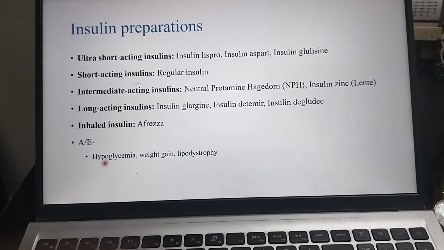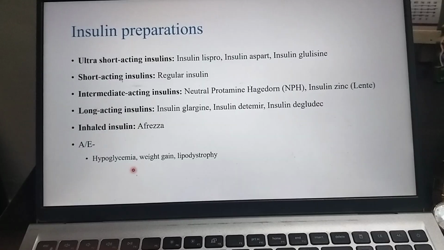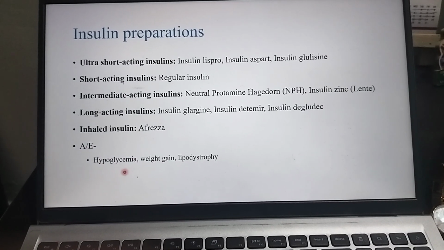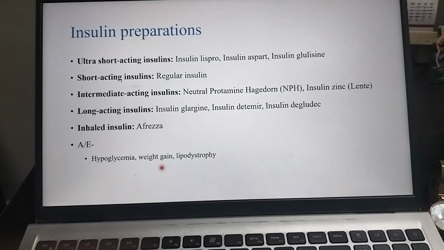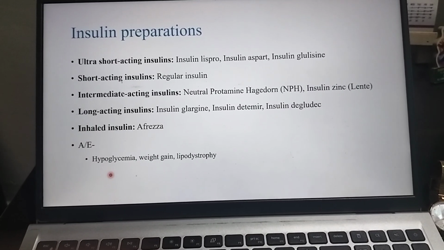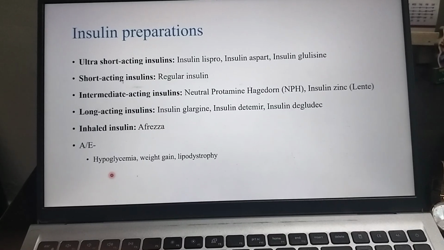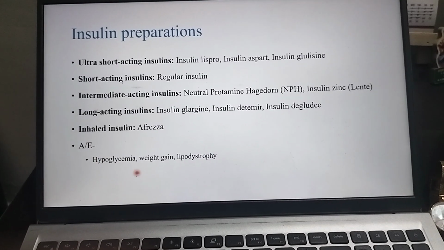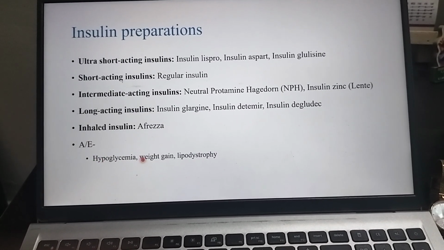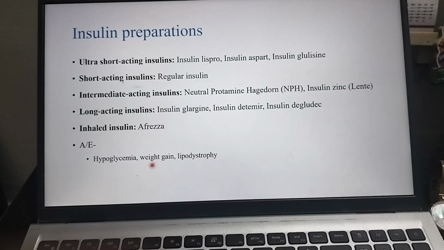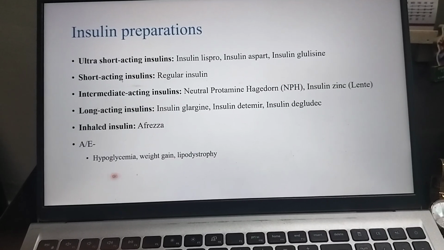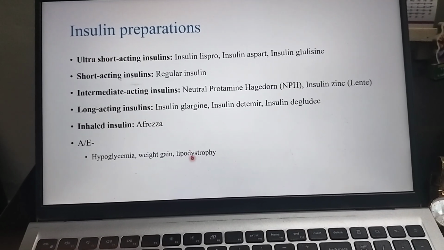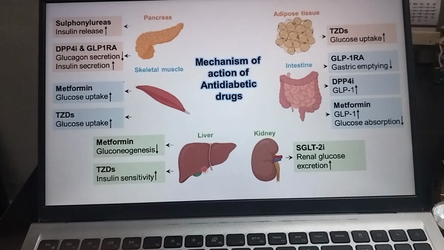Then adverse effects of insulin preparations are hypoglycemia. Of course, we are giving insulin, so it may result in a decrease in the blood glucose, and weight gain. As insulin function is increasing the glucose uptake inside the cell, more glucose uptake inside the cell will result in hypoglycemia. It will cause glucose to go inside the cell, resulting in weight gain. And lipodystrophy also results.